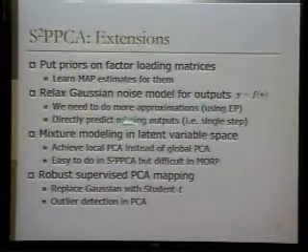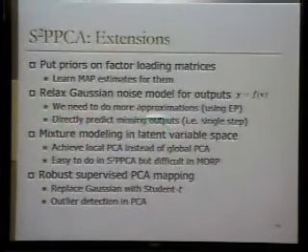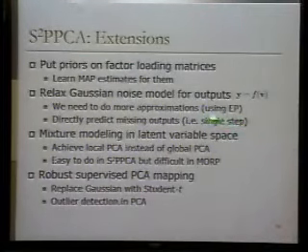And the interesting thing is we can also directly predict the outputs, because we don't really do a two-step process. We just do one step. We don't first project the data, then classify. We can do both in the same step.